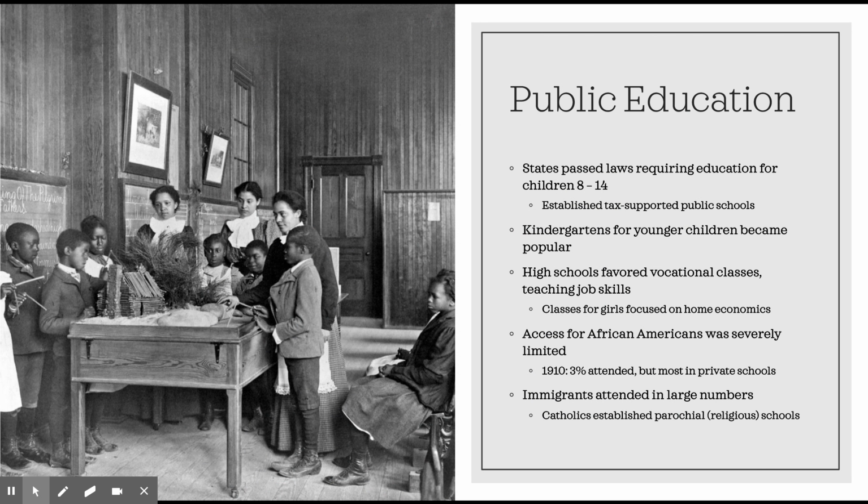And there was also a big emphasis on public education during this time, with all these people moving into the cities and even people in the towns and the countryside. States began passing laws that required education for children ages 8 to 14. And they also passed laws that established tax supported public schools, since you had all these new people moving in. We even had the emergence of kindergartens for younger children.